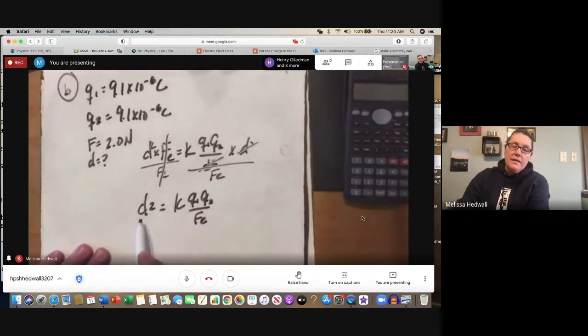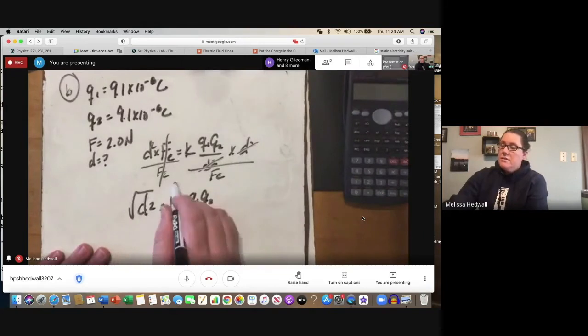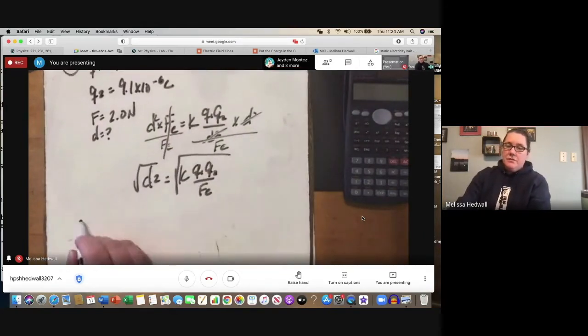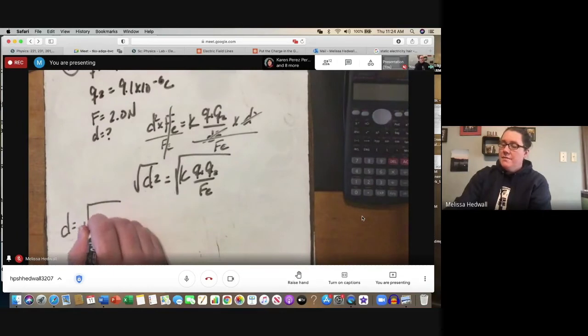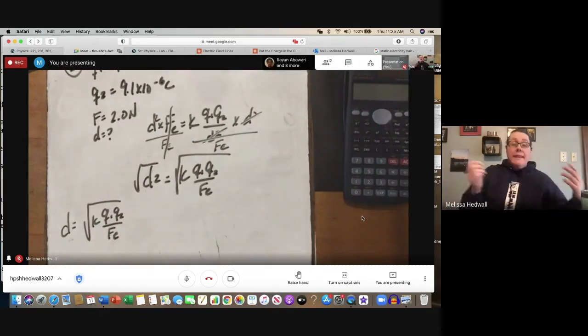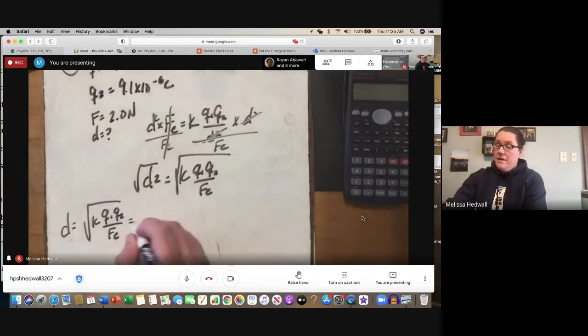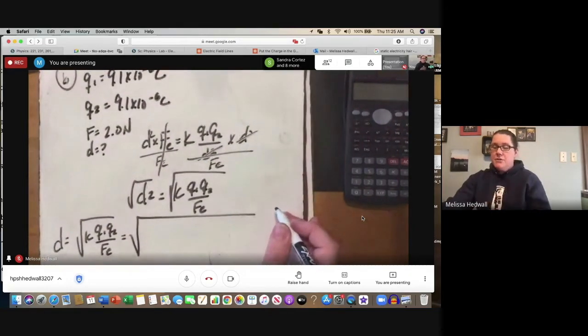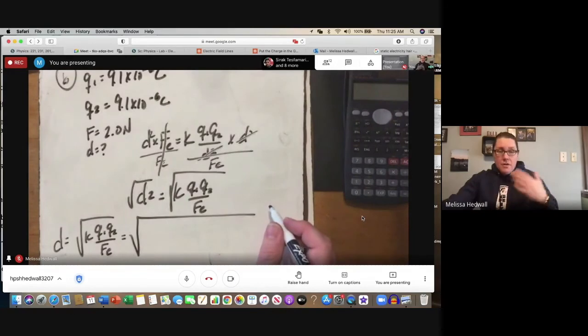We also can't leave it squared. So we're going to take the square root of both sides. And in doing that, I'm going to move this over here because then we'll just kind of keep rolling here. We'll have d is equal to the square root of k q1 q2 over F_E. That's goofy. There's a lot of stuff going on here, but let's go ahead and put our numbers in there. Remember that as long as you're getting all of your steps shown appropriately and they're correct, then a calculation error is not going to hurt you.